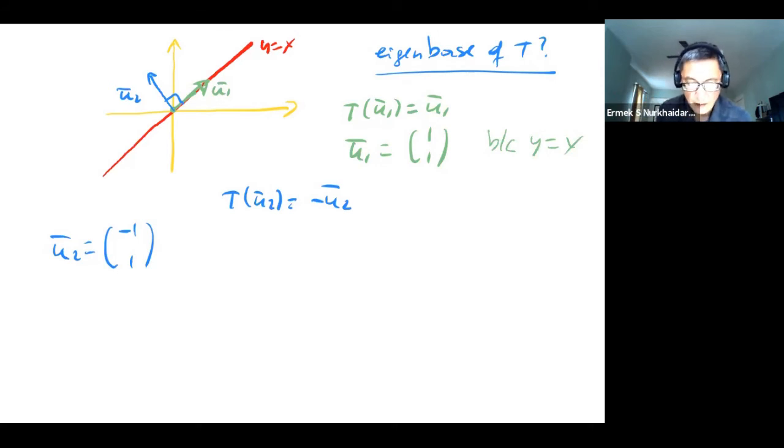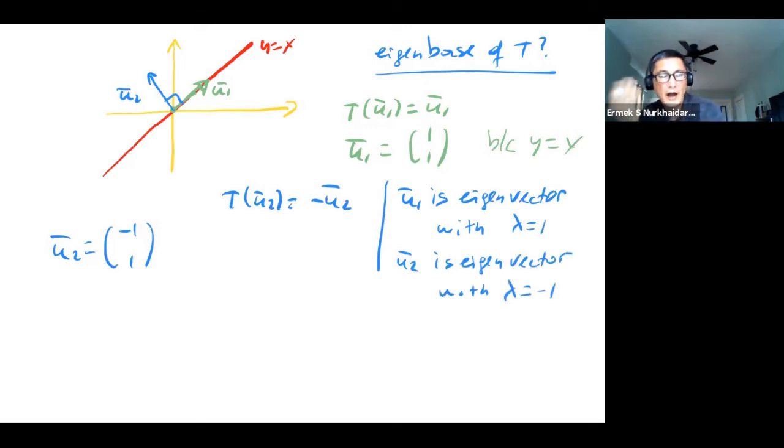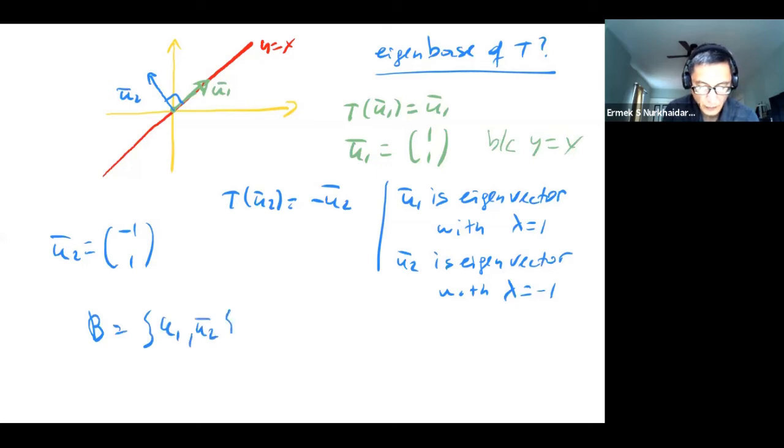So what we see is U1 is an eigenvector with lambda equals 1, and U2 is an eigenvector with lambda equals negative 1. So we have an eigenbasis now. Okay, so we're working with base B, which is going to be U1 and U2, and that's going to be the eigenbasis.